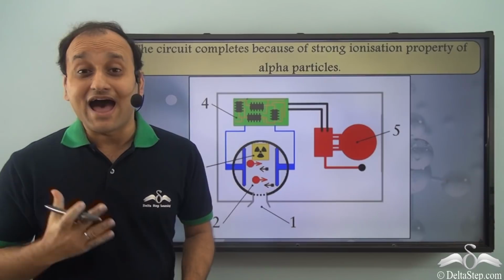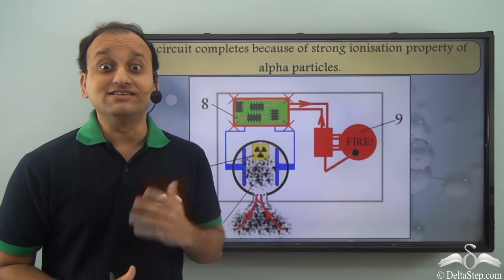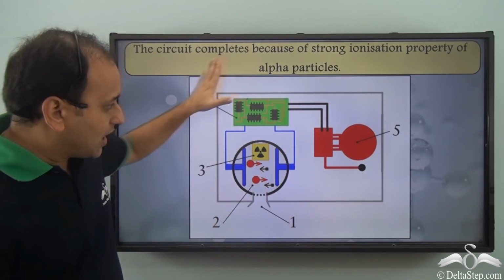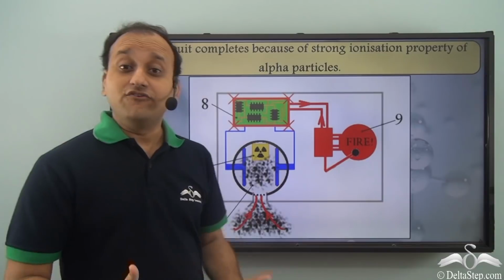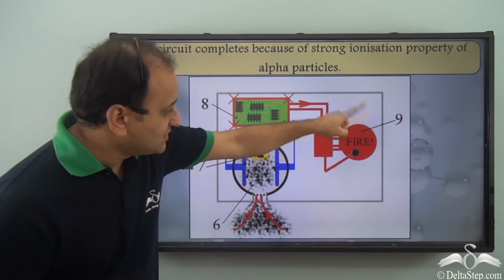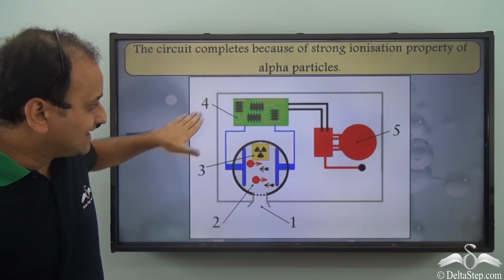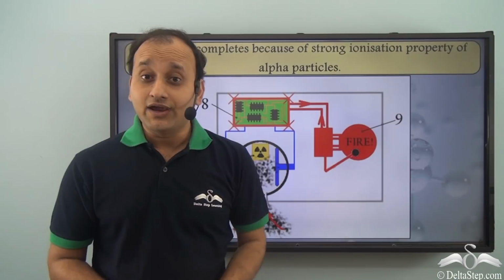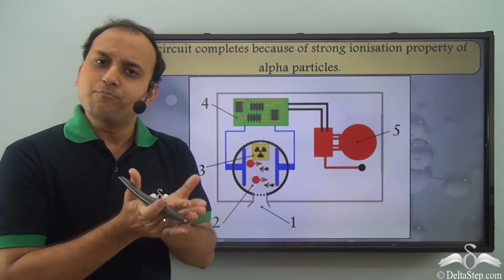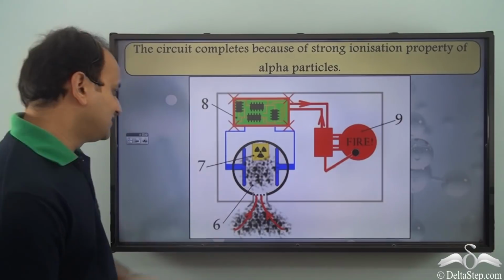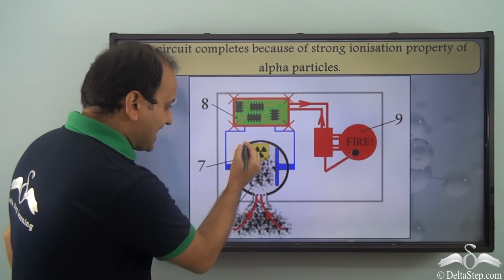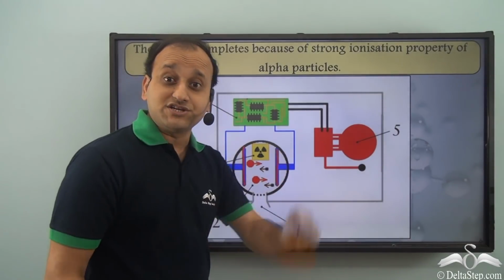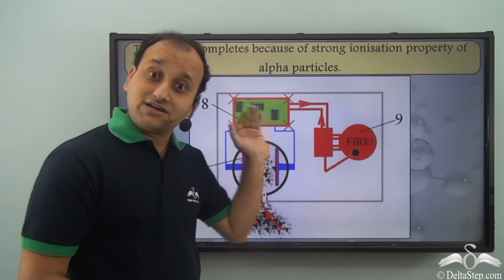Now the same ionization property of alpha particles is used in fire alarms. So how does it work? Well, this is a working diagram of the fire alarm. Now as you can see, there is a bell and there is this entire circuit. Now this bell will ring only when this circuit is broken. But a very important point to notice is that this circuit has two terminals here which are not connected to each other.